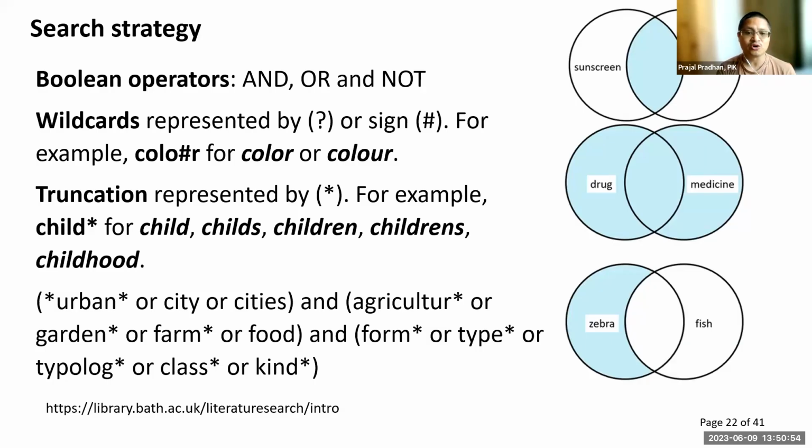That's why I use "or." And then I'm looking for agriculture, but it's not only about agriculture. Sometimes it's also called garden. Sometimes it's also called farm, and some papers may talk about agriculture without explicitly mentioning agriculture; they may talk more about food. So that's why I also include food.